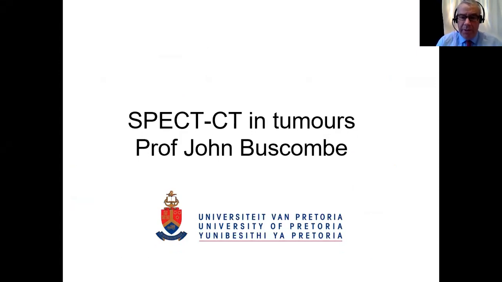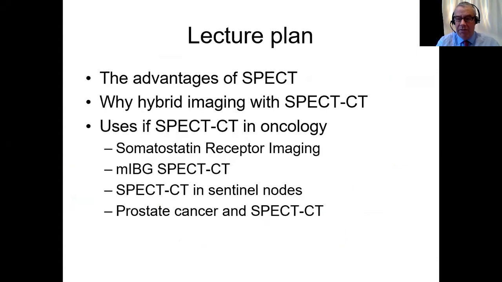Hello, we're going to talk about SPECT-CT in tumours and how we can use this technique to improve our oncological imaging with single photon techniques.